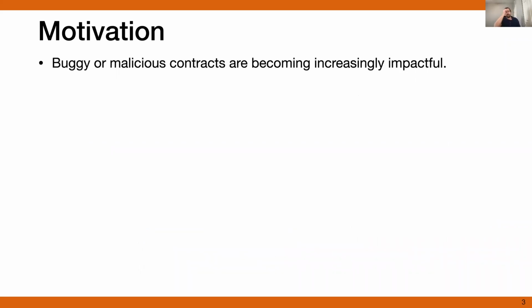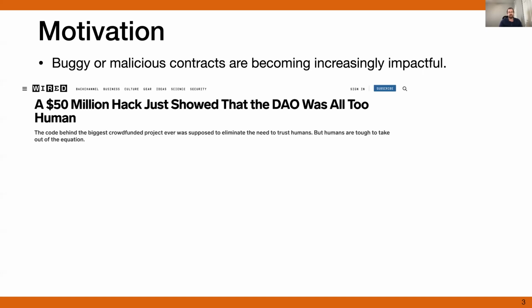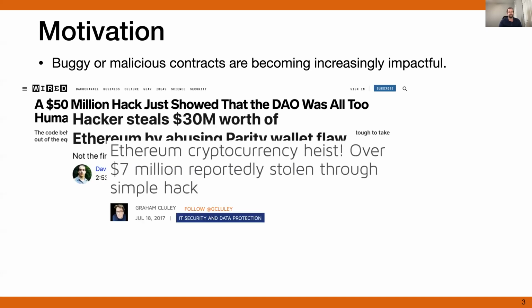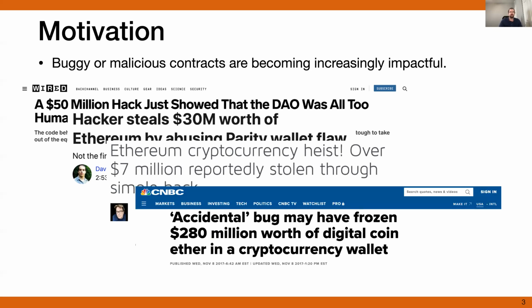However, this has come at a cost, as buggy and malicious contracts have become increasingly impactful. Over the last couple of years, we've seen hacks such as the DAO hack and the Parity hack, and each one of these has cost users millions of dollars worth of Ethereum in this case. At the same time, we've also seen a number of bugs within smart contracts which may freeze currency within that contract, and the users therefore don't have access to currency that they should otherwise be able to access.